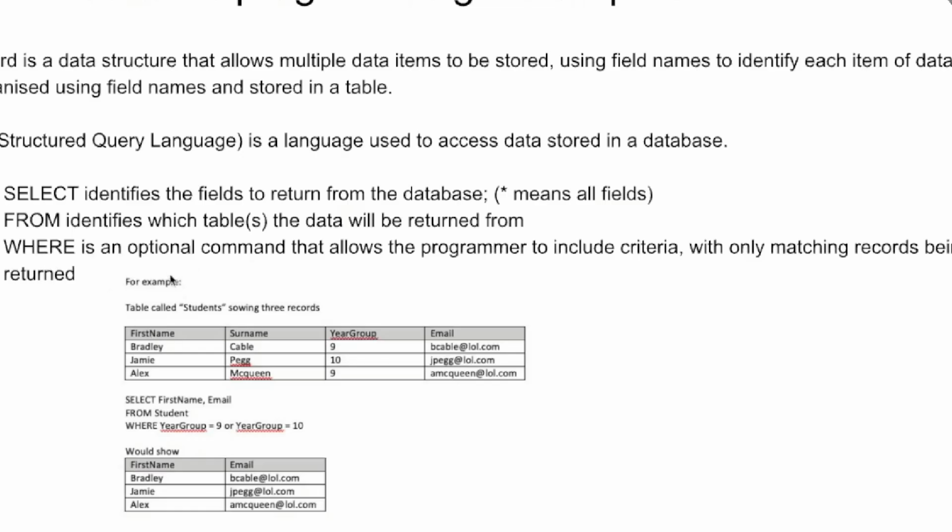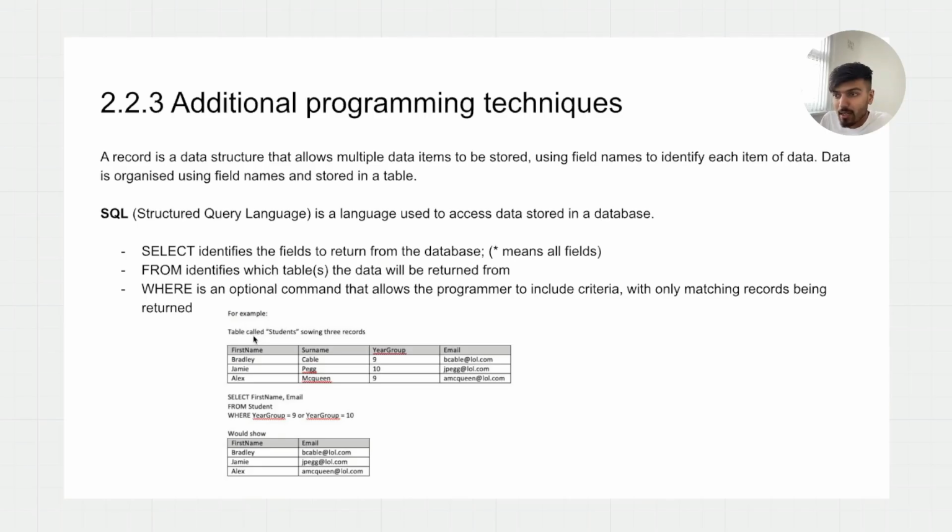So here is an example. Hopefully you can see that. The table is called students, which shows three records, Bradley, Cable, Jamie, and so on. We have four fields, and we want to select the first name and the email of the students where they are in year 9 or year 10. The way that we can do this is using this command, and once you do that, it would show the first name and the email.